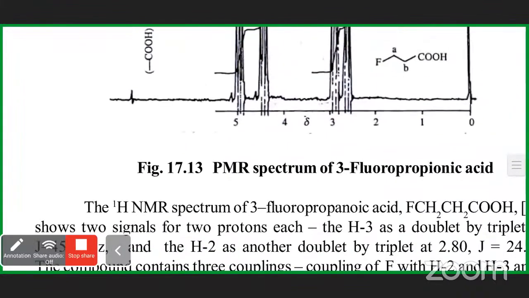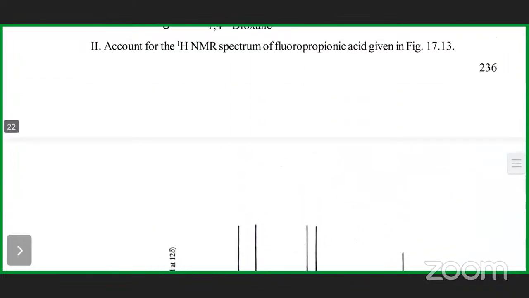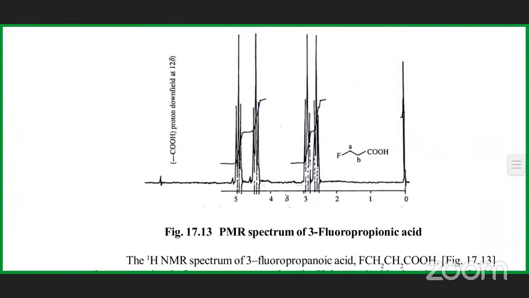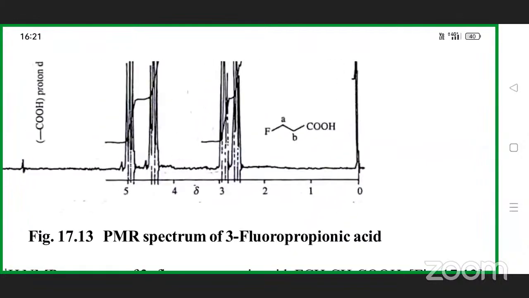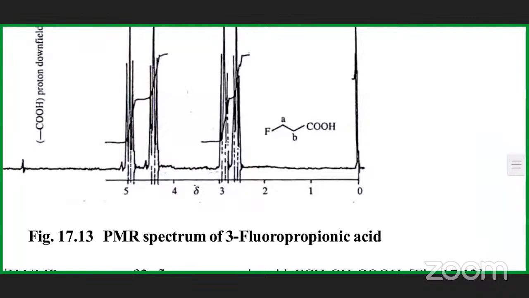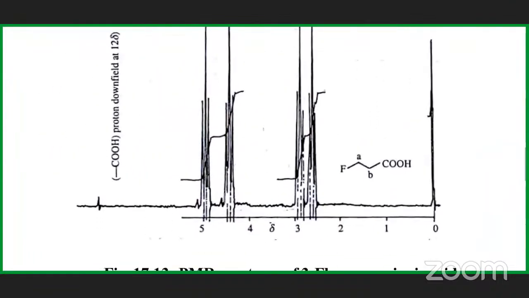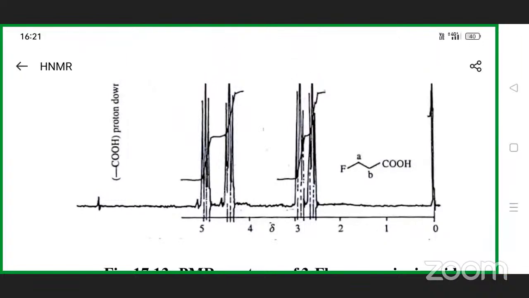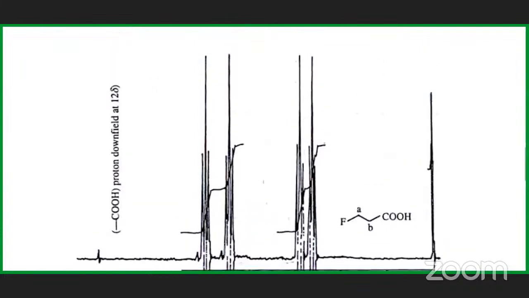So you can see there are different types of compounds, and graphs are also given. One example we can see is 3-fluoropropionic acid, right? So how many signals will you get for this 3-fluoropropionic acid? You can see there are 1, 2, 3. Three signals appear, right? So 3 signals are obtained for this propionic acid.